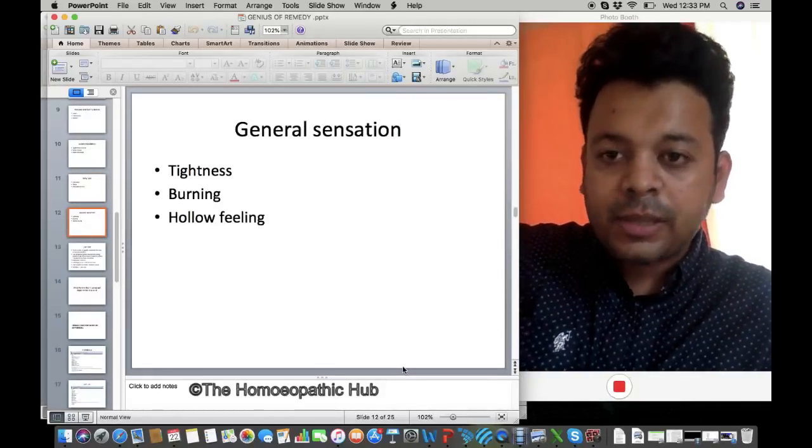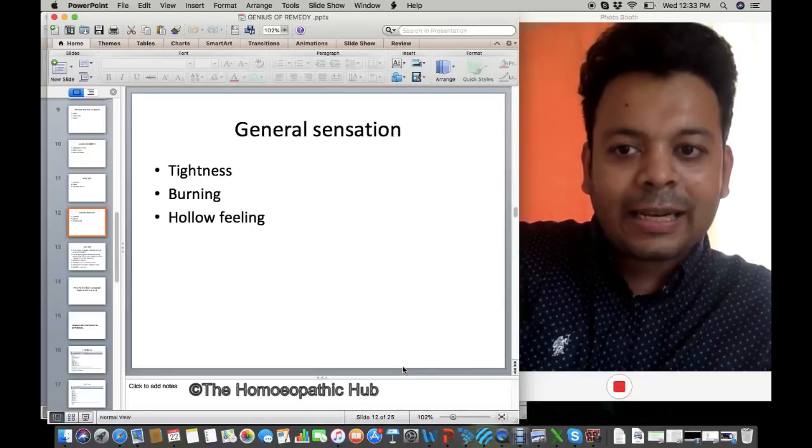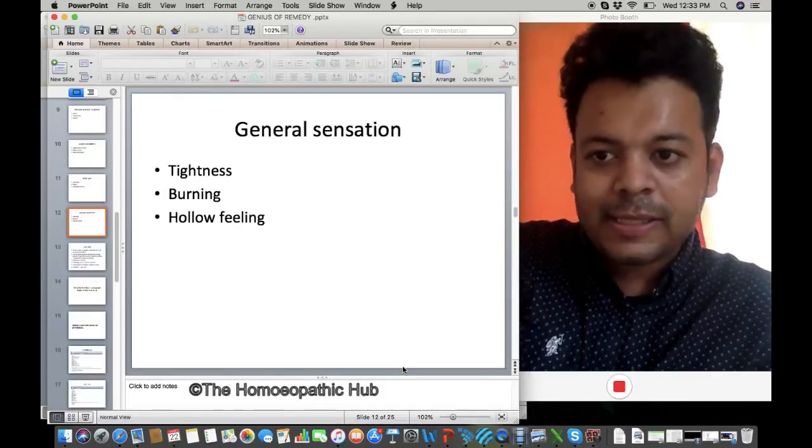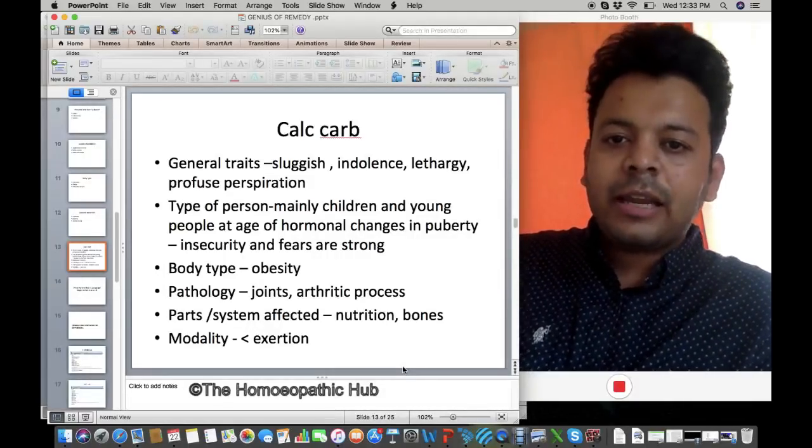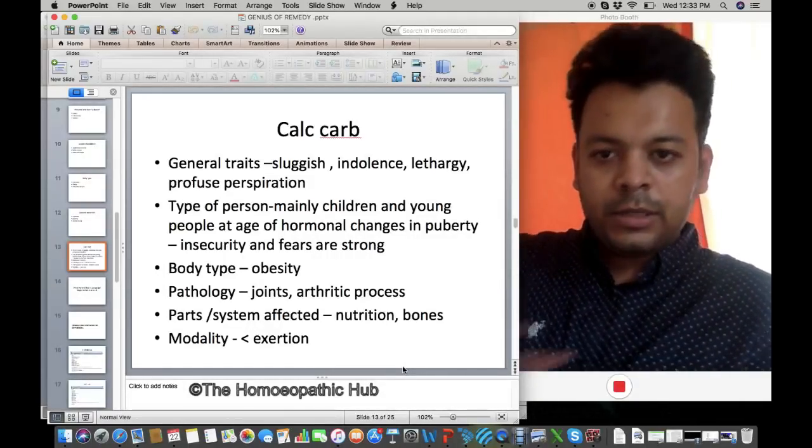General sensation, for example, tightness. This is a strong sensation of Cactus. Hollow sensation, strong sensation, Cocculus. Now let's try to understand the genius of a remedy. Let's take a simple example of Calcarea. This is the genius of Calcarea.